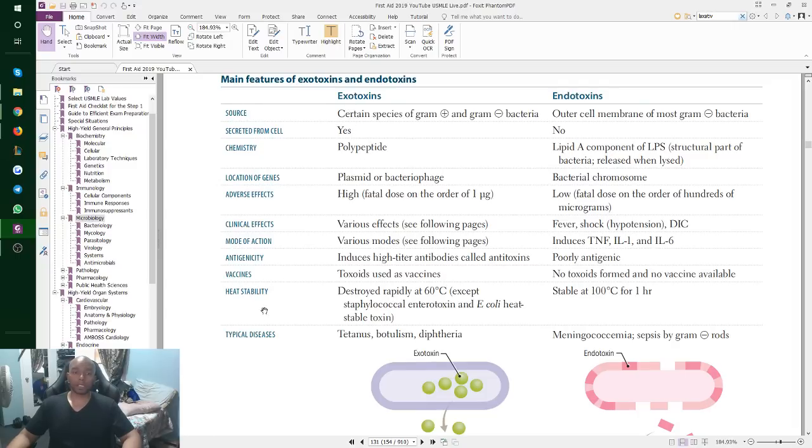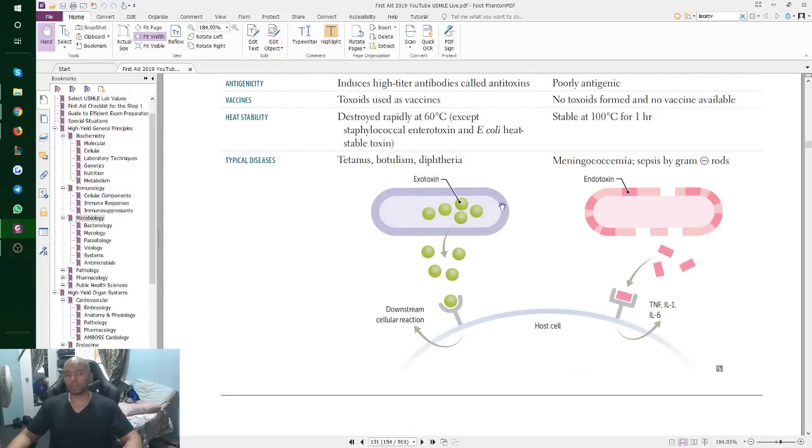Heat stability is not the biggest deal here, but exotoxins are destroyed rapidly at 60 degrees Celsius, except the guys you're going to get questions on, which are staphylococcal enterotoxin and E. coli heat-stable toxin. Endotoxins are very stable, even at 100 degrees Celsius. Typical diseases that come from exotoxins are tetanus, botulism, and diphtheria. But typical things that come from endotoxins are just meningococcemia, right? Sepsis by gram-negative bacteria.